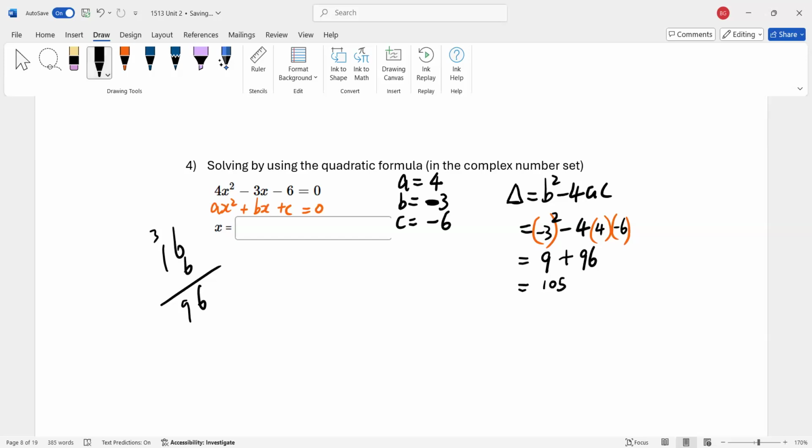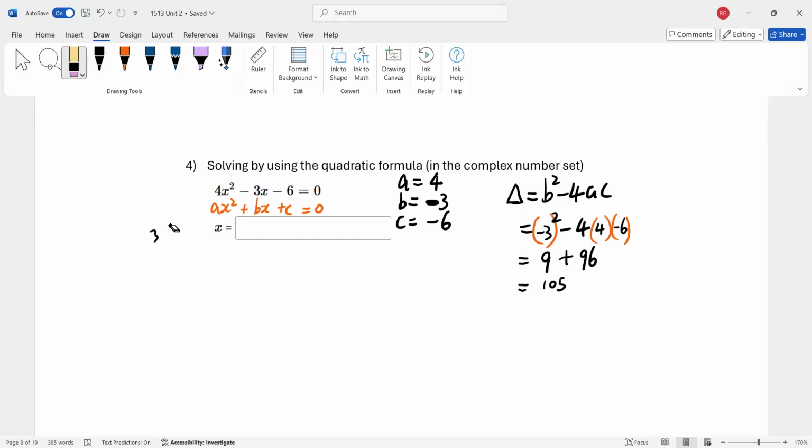And 9 plus 96 gives us 105. And let me double check. 16 times 6, I believe so. I don't mind you use calculator, by the way. 16 times 6, 96. 96 plus 9, 105. Yeah, that's correct. So the discriminant is 105.